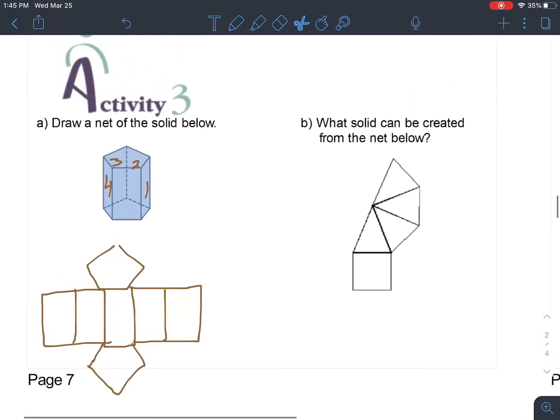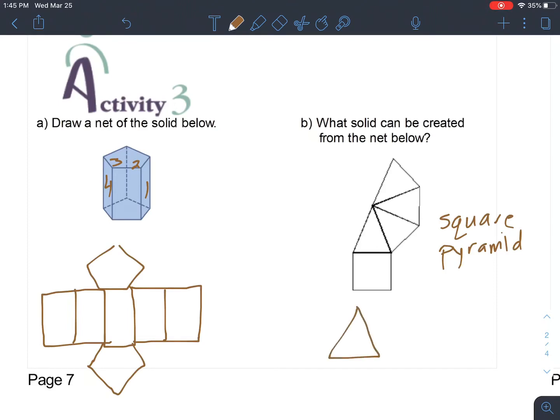Then for the second one, what solid can be created? Well, I see that we've got 4 triangles, and then there's also this square down here. So I'm thinking then that square is probably the base, and then the 4 triangles suggest that this is a pyramid. So I'm thinking square pyramid is our shape. And I suggested that you should also try to draw this. What I would say is just draw a triangle, put one more side off there, and then we can draw in dotted lines for the base. And so that is the square pyramid created by this net.